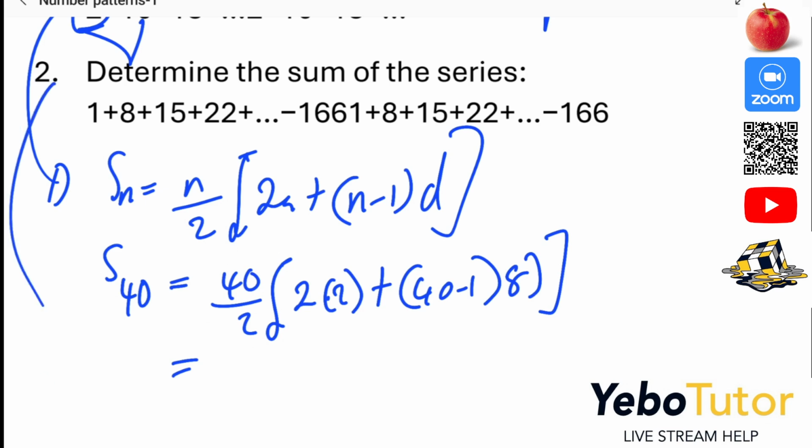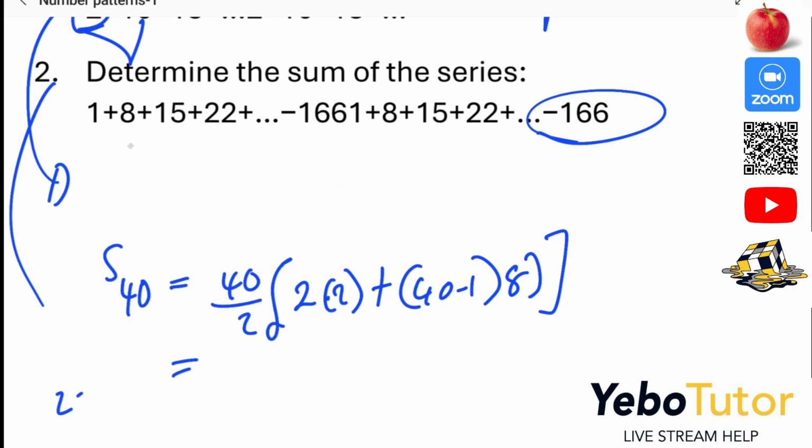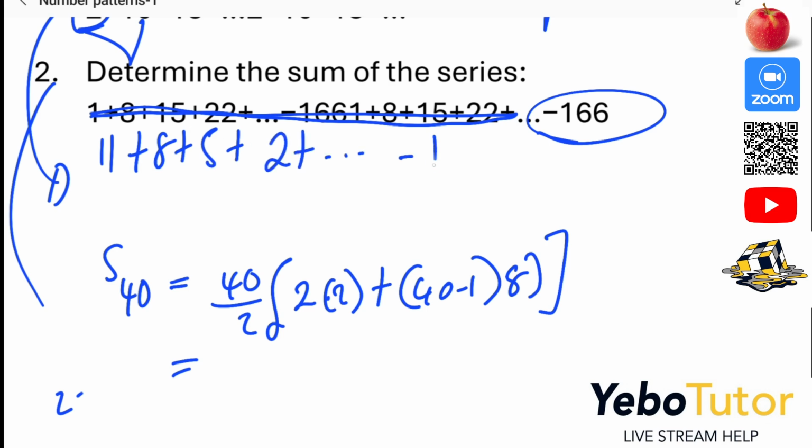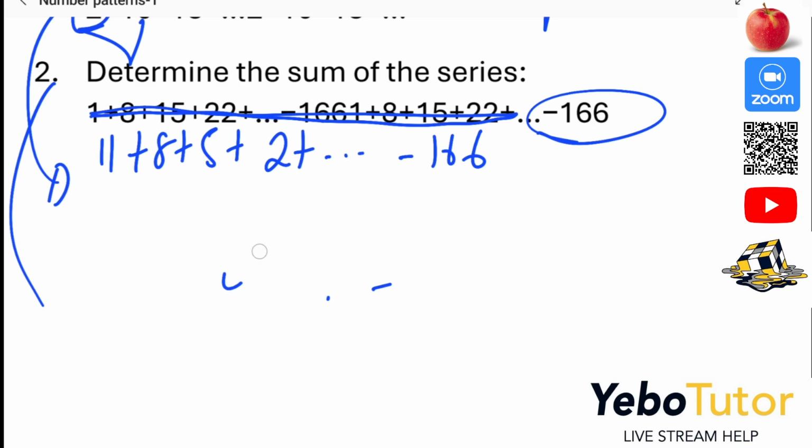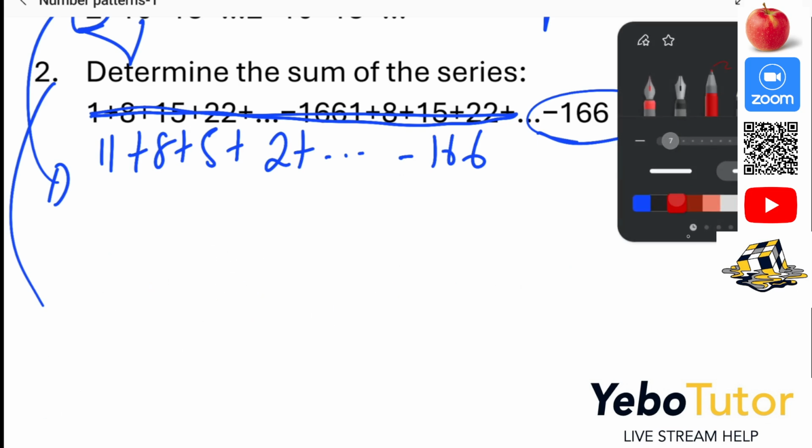Now let's do number 2 first. We know that we need to determine the sum of the series. In this instance we are given the last term. Okay guys, I apologize, this was not supposed to be like this. I think it was just a problem when I was typing it up. Question number 2 was supposed to be 11 plus 8 plus 5 plus 2 plus, until we reach negative 166. This is the proper series which I wanted us to play around with.